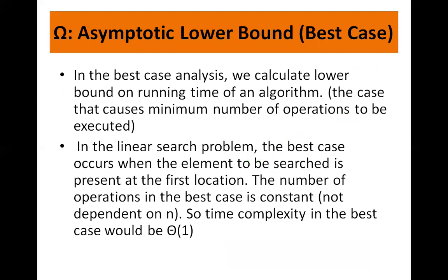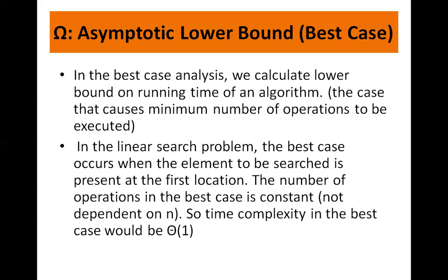Okay. The next asymptotic notation we have is big omega. It gives you the lower bound and it is used to represent the best case analysis of an algorithm. In the best case analysis, we calculate the lower bound on the running time of an algorithm. So we consider the case that causes the minimum number of operations to be executed. Whereas in big O notation, we counted the maximum number of operations to be executed. But in big omega, it is exactly opposite.